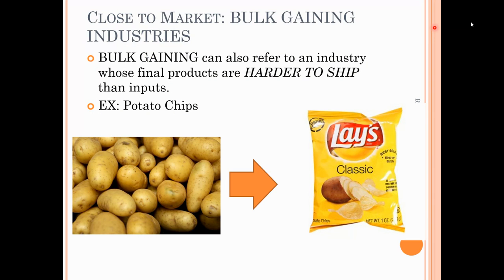All right, and then this is kind of a weird one. Bulk gaining can also refer to an industry if your final products are harder to ship than your inputs. So when you're shipping potatoes themselves, they're heavier than potato chips, but you don't really care if the potato gets damaged on its way to the processing plant. However, with my final product, my little potato chip, I don't want it to get damaged. I don't want people to smash my bag of potato chips before I get to the store. So they're a little more fragile to ship, so they're actually going to be considered bulk gaining. Or think about bread. You don't want bread to get smushed on the way to the store.